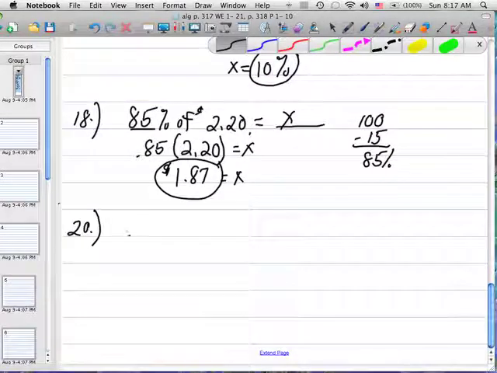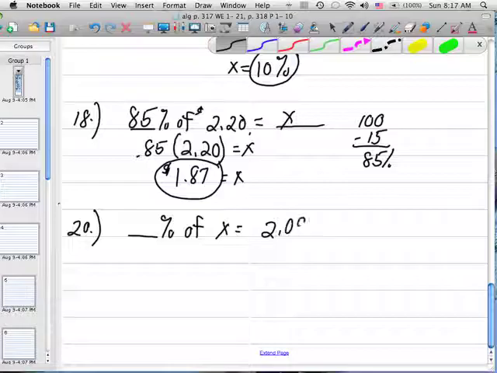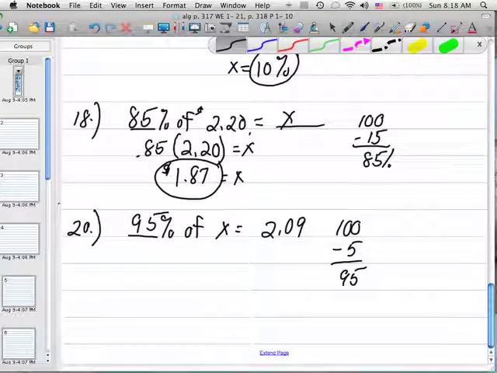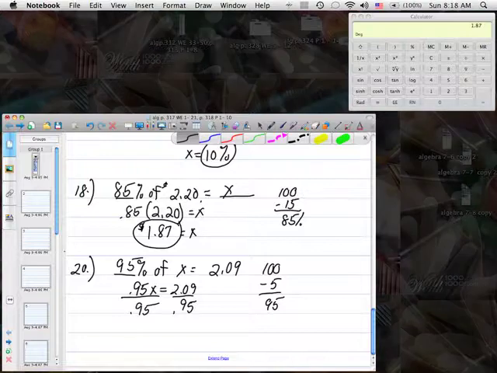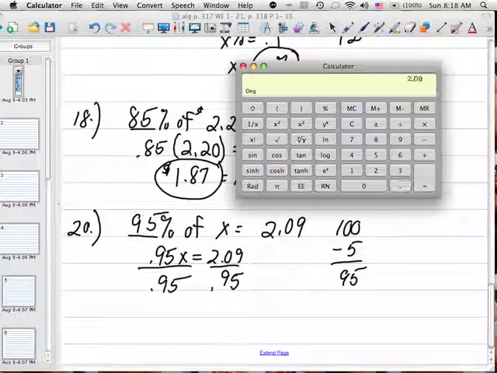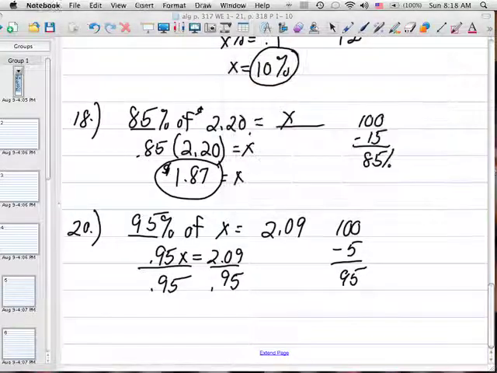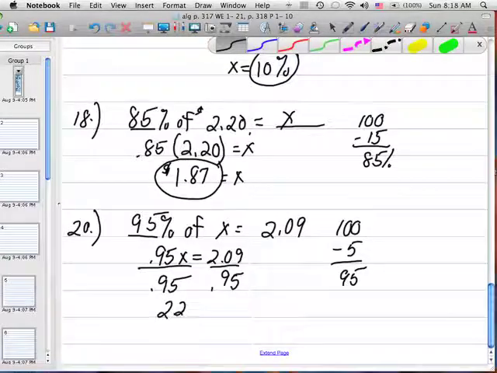Number 20, you have shampoo. You don't know the original price. So that's X. We know the new price is $2.09. And that $2.09 is after a 5% decrease. So we're not paying 100%, we're taking 5% off. So we're actually paying 95%. So 95% of the original amount will come out to $2.09. Change it to a decimal. Divide both sides by 0.95. And our original price was $2.20.